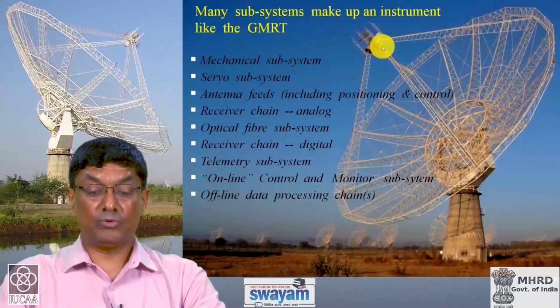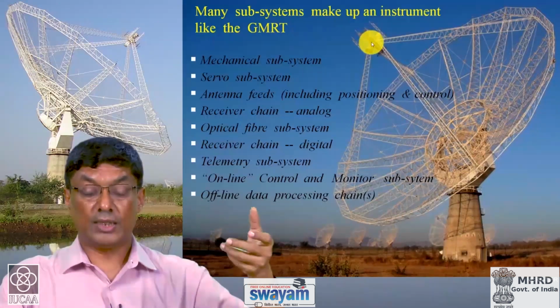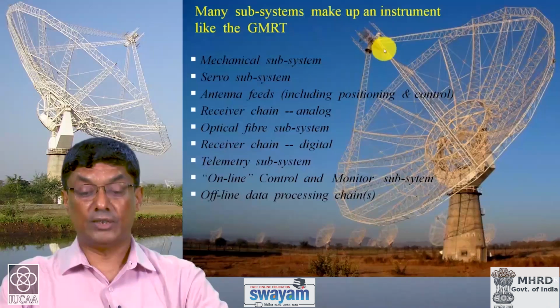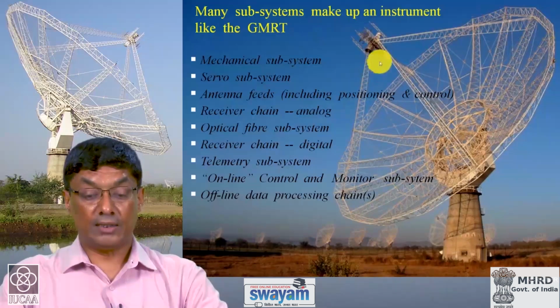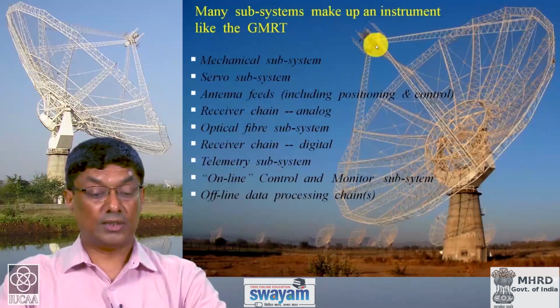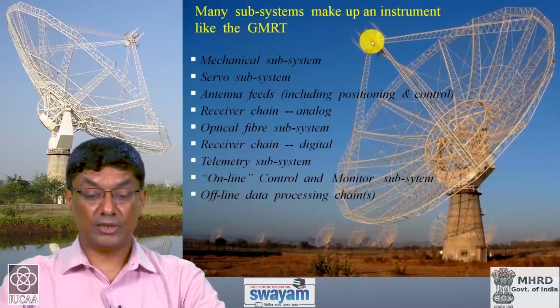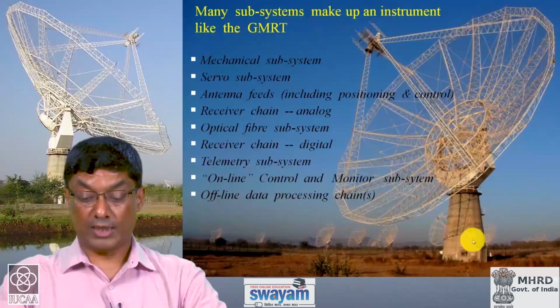Here you can put feeds of 4 different kinds at the focus, and there is a rotating turret here at the focus which can rotate and bring the desired feed to the focus that is pointing to the dish, so that it can pick up the reflected signals. And then the voltage signal that you pick up is, as I said, very faint. It has to be properly conditioned, amplified, brought down to the bottom.